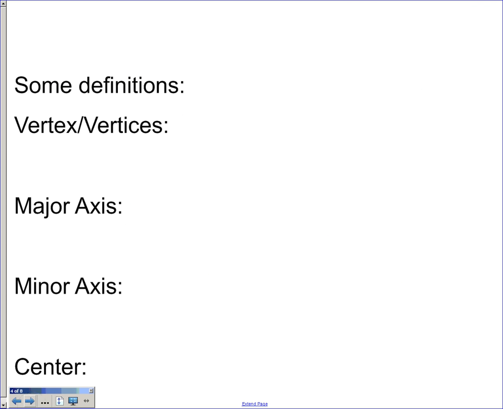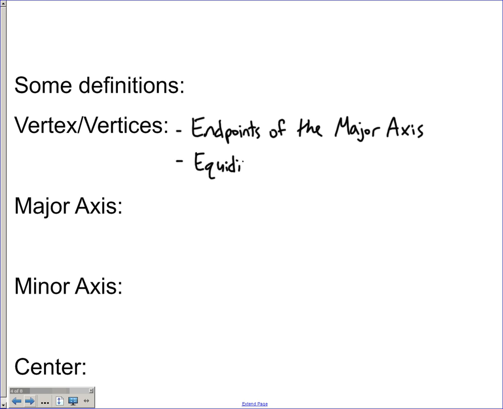To start off, we've got our vertex and our vertices. So each vertex is an endpoint. These are the endpoints of the major axis. Okay, so there's two vertices in every ellipse. These vertices are equidistant from the center, and they happen to be a distance of A away from the center. And we just labeled that.